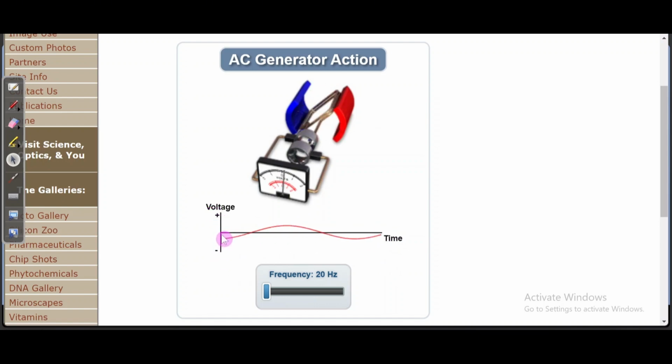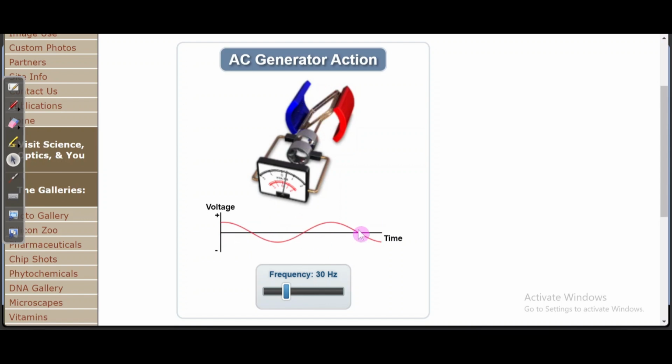Okay, so at this position it becomes 0, then it attains the maximum position, and then it becomes 0, and again attains the maximum position in the inverse direction, and then it becomes 0. So in this way it produces the sine wave. And here the frequency will increase if I increase the turning, the rotation of this conductor inside the magnetic field.